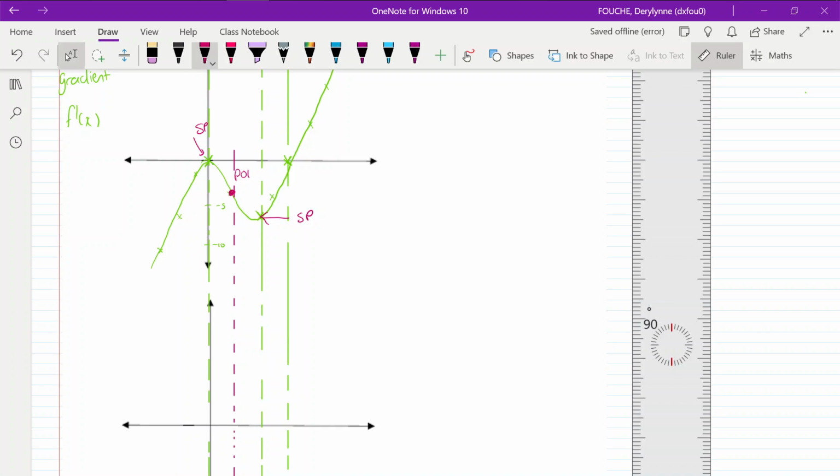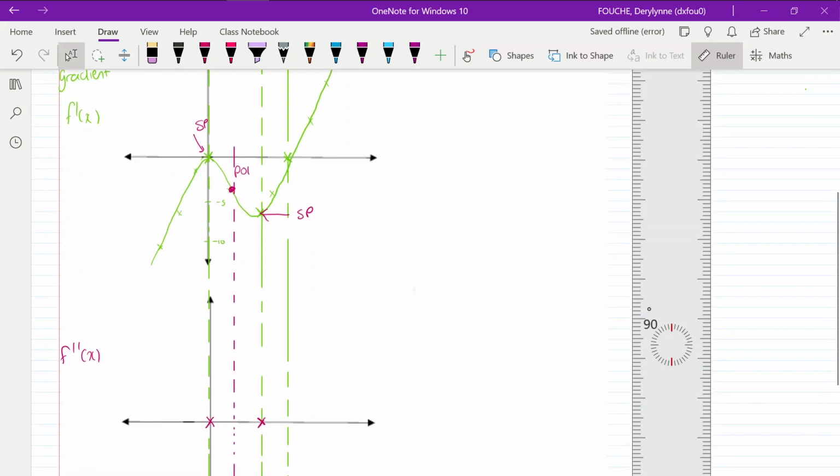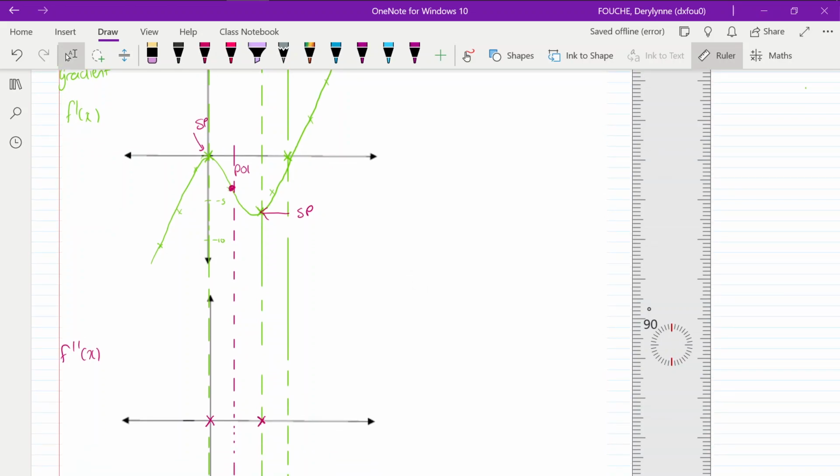Okay, at my stationary points, I know my gradient value is 0. So this is going to be my f double dash x. It's my gradient of my gradient function. Okay, now let's try to sketch this without drawing gradient lines. I'm going to think about imaginary ones.